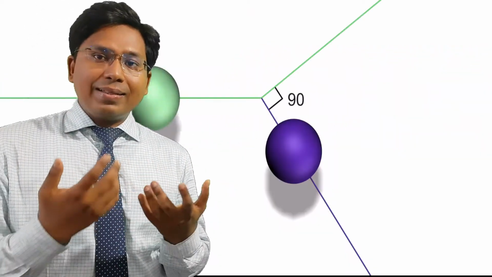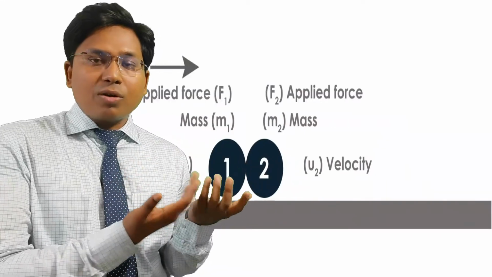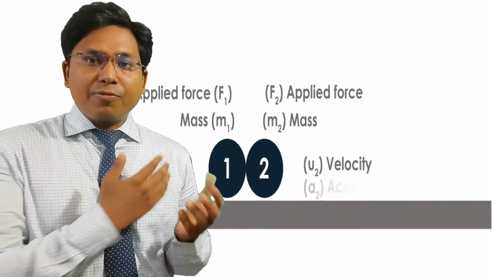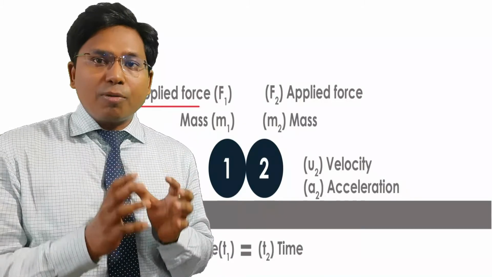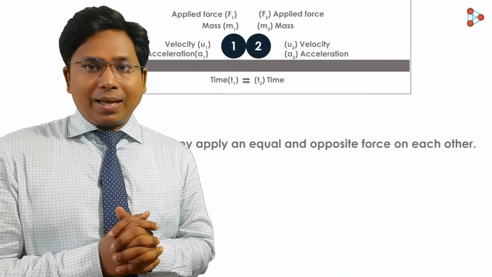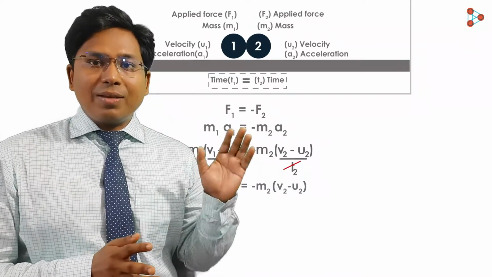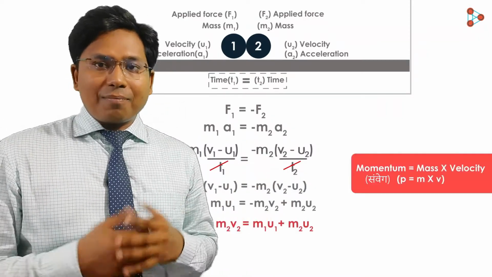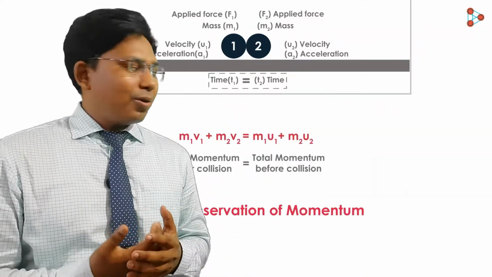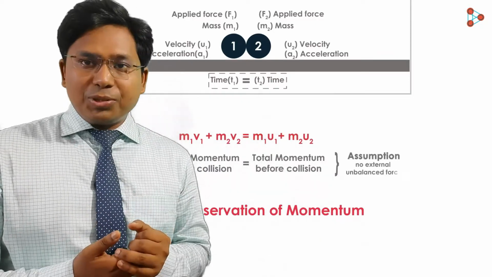If you observe another example here, two balls can collide with each other at different velocities, and after the collision they can move in the same direction or the opposite direction. The momentum before and after collision can be equal, and this phenomenon we know as conservation of momentum. The well-known equation is m1 u1 plus m2 u2 equals m1 v1 plus m2 v2.